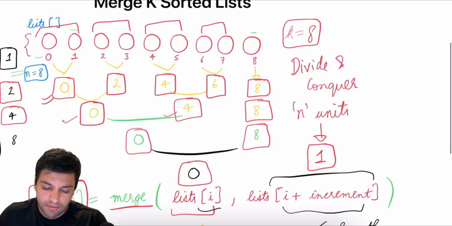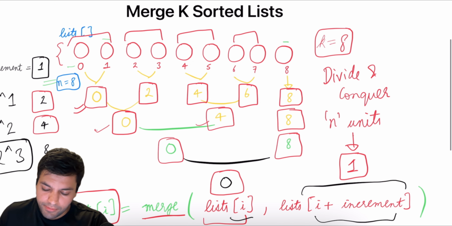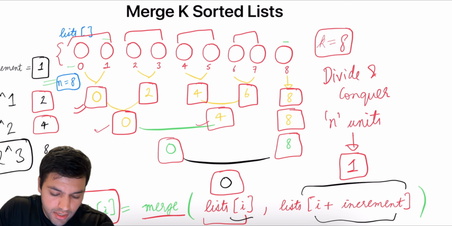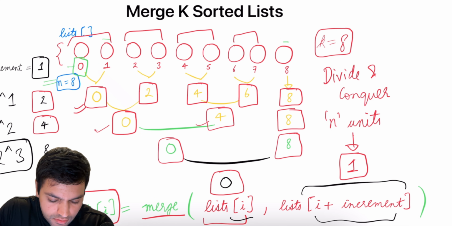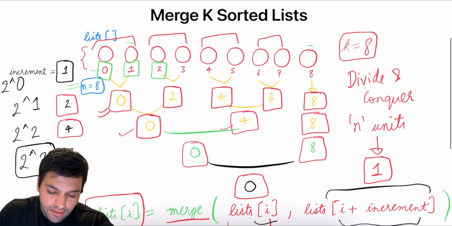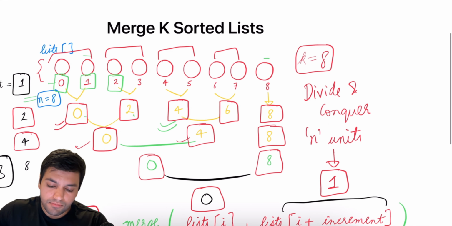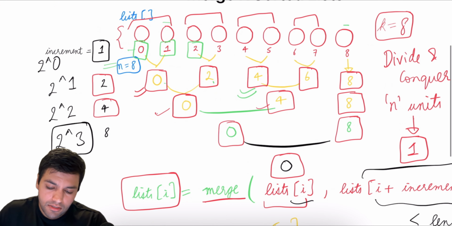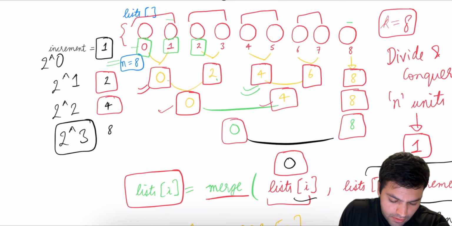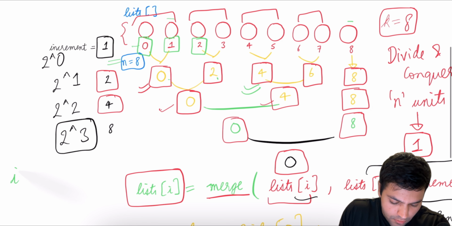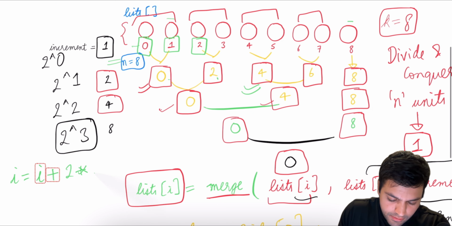Here, as you can see, we can figure out the logic for incrementing i. My i is 0, and when I'm done merging 0 and 1, I have to set i equal to 2. And in my second iteration, when I'm done merging 0 and 2, I have to move i equal to 4. So let's see what i can be. i is going to be equal to i plus 2 times increment.